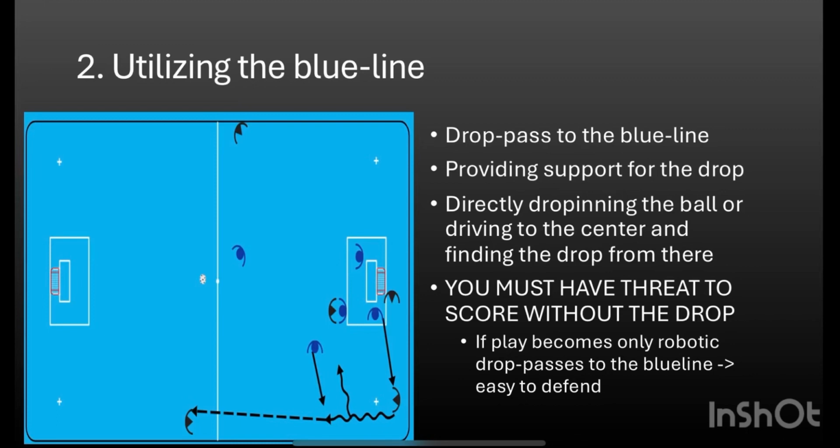If you want to find the biggest spaces, those are in the blue line, and many top teams are utilizing those rather well. If you are attempting to play the ball to the blue line, you can drop the ball from the corner with a pass directly without carrying it for a bit, or you can drive with the ball, for example, to the center of the pitch and then pass to the blue line. And you must always have a threat to score without the drop pass, because if you are only blindly making the drop pass to the blue line, that might look a little robotic, and it is rather easy to defend against if the defense knows in advance that you are only playing that drop pass to the blue line. So keep the threat and unpredictability on.